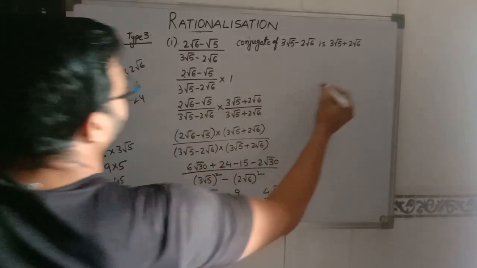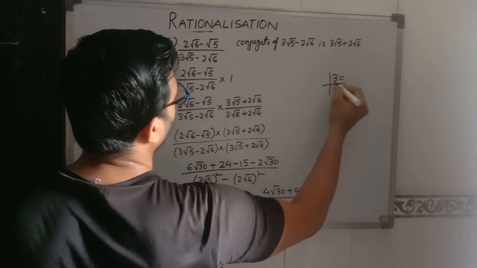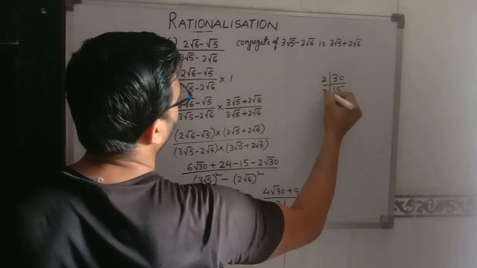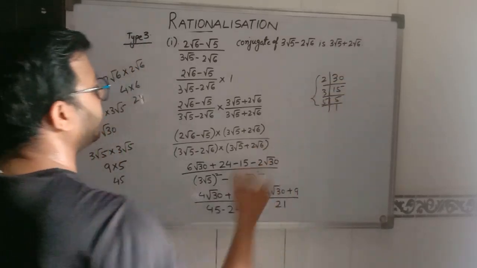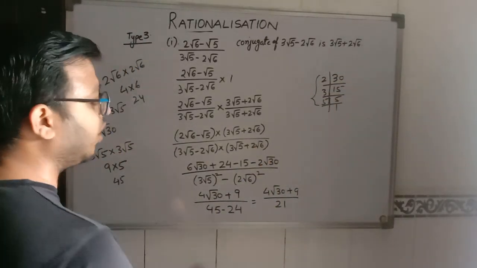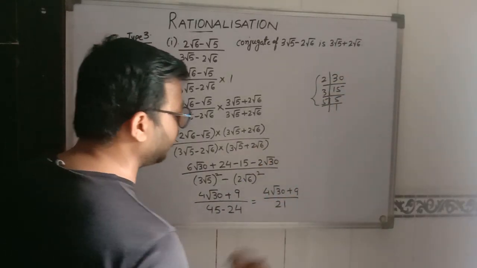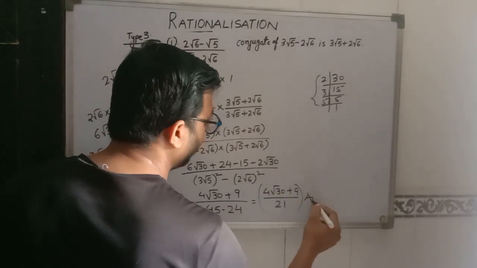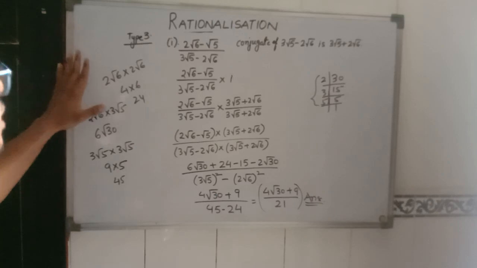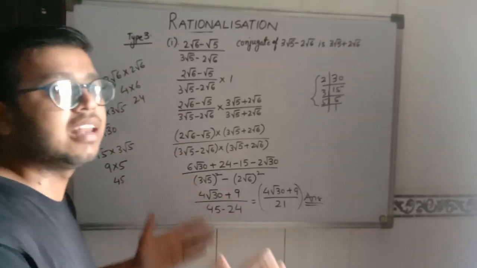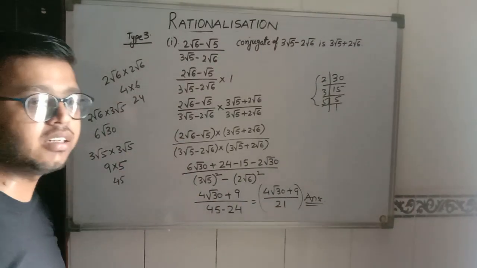Now root 30. Can 30 be simplified? We are just going to check: 2, 15, 3, 5. No, we cannot simplify root 30 because no number is coming twice. That is why we have to leave the answer up to this step, because no further calculation is possible in this. So these are the type 3 questions, in which the question is a little larger but the steps are the same.